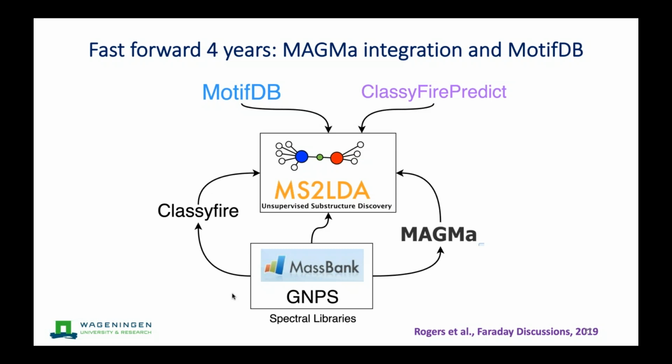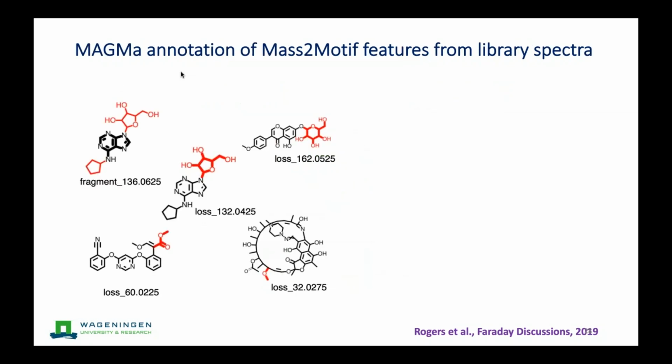If we fast forward 4 years to now, then we can see that we start to build this substructure ecosystem where MS2LDA is at the heart, and we can link the various tools to it. For example, MAGMa that I already introduced earlier, and also MotifDB, and those 2 I will shortly highlight now, what they are and what they do.